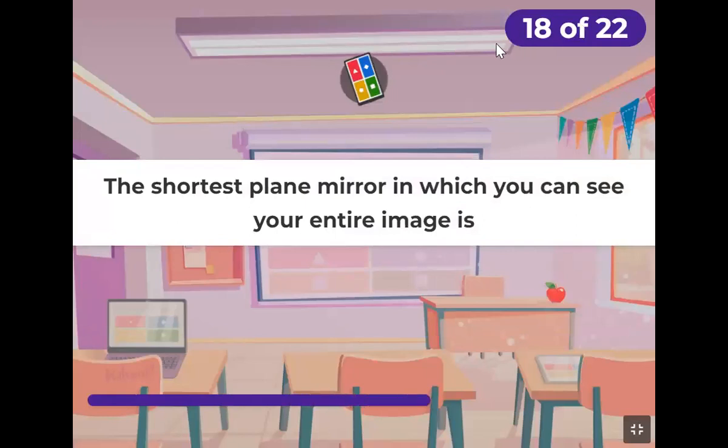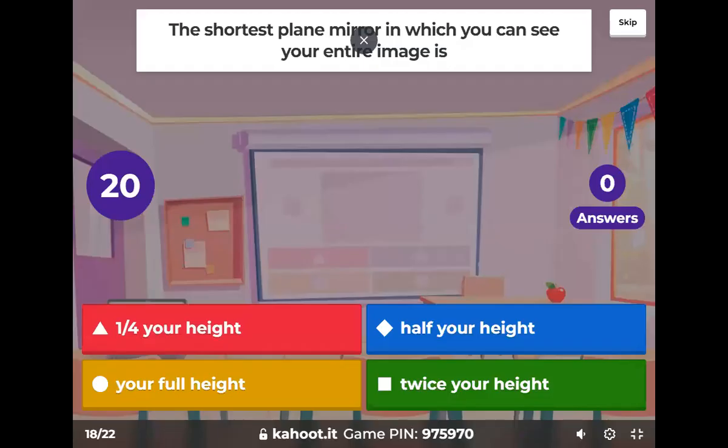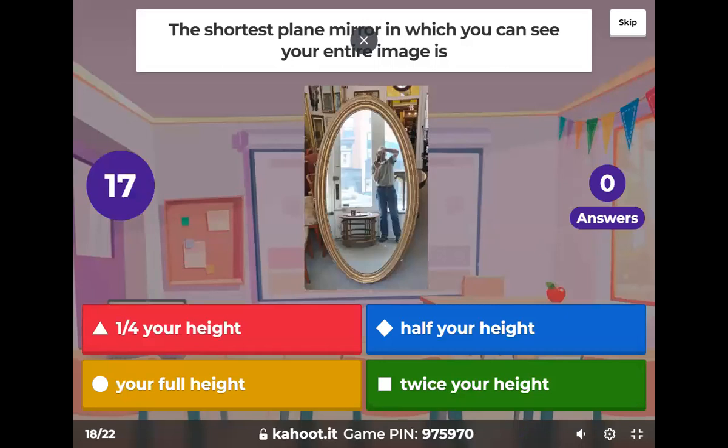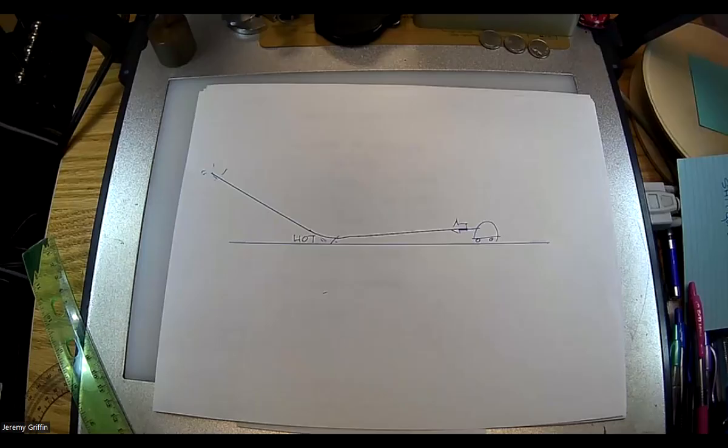Oh, I'm so sorry, my screen's frozen. Okay. I don't even know. Okay. I'm gonna have to get this thing. I'm so sorry, guys. Yeah.